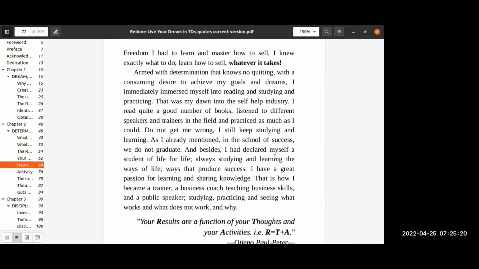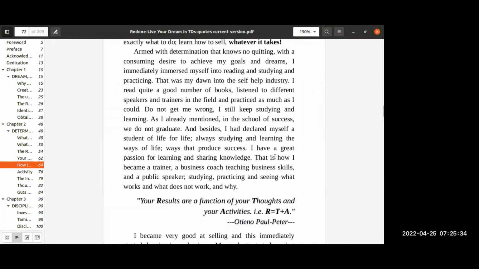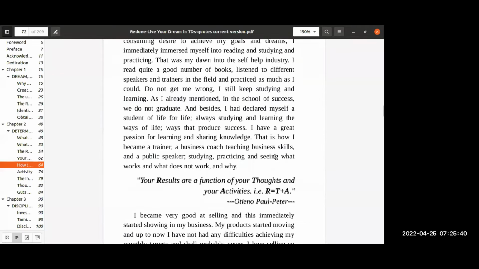Do not get me wrong, I still keep studying and learning, as already mentioned. In the School of Success, we do not graduate. And besides, I had declared myself a student of life for life, always studying and learning ways of life, ways that produce success. I have a great passion for learning and sharing knowledge.